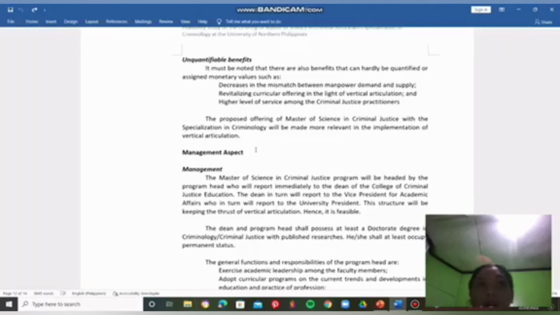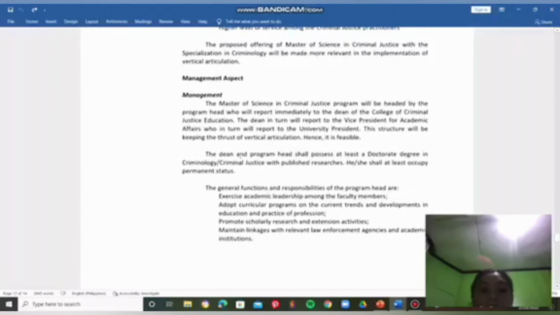Just like the unquantifiable benefits, the unquantifiable benefits are all outputs, results achieved in return for investment dollars associated with an alternative. And then the management aspect. Management aspect, this is to determine the option of effectiveness, the organizational setup, and the qualifications.